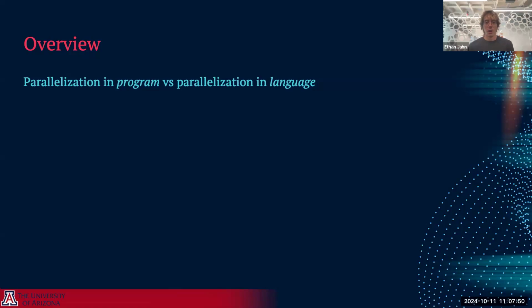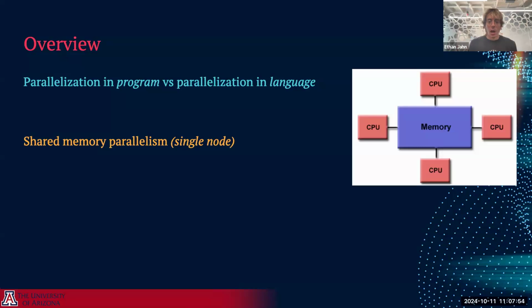So we'll try to distinguish those ideas. And just to remind you about the different forms of parallelism as we go forward, we talked about this a little bit last week. So if you want more details on this, check out that presentation. Shared memory parallelism is the idea that you have a lot of CPUs that are all connected to one memory bank so that they can share that memory.